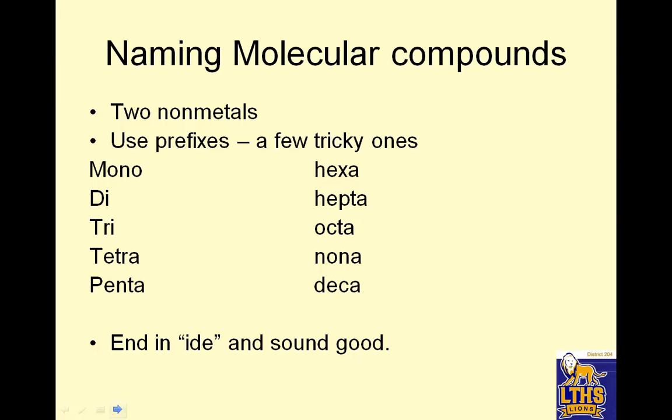Naming molecular compounds. Now, these are wonderful to name. I think one accidentally slipped in on one of my tests once. Two nonmetals. You use prefixes. Mono is 1, di is 2, tri is 3. Tetra is a little bit different. Tetra, if you've ever played Tetris, all of the Tetris pieces have 4 blocks. 1, 2, 3, 4. That's how Tetris got its name.